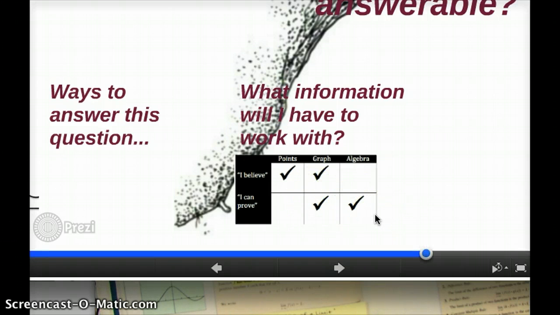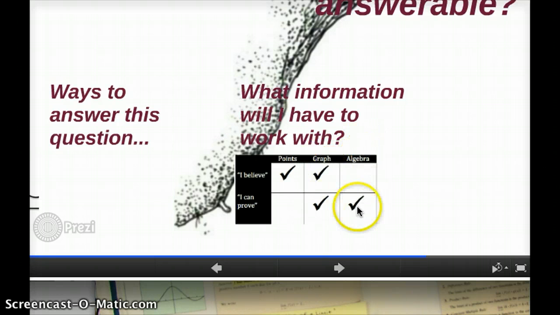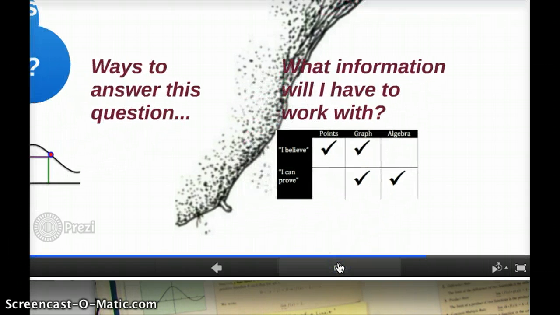And you can prove a limit based on its graph or using algebra. When we look at the points in the graphing calculator, you could be really sure, but you're never 100% sure until you've used one of these other two strategies. So that's what I'll show you now.